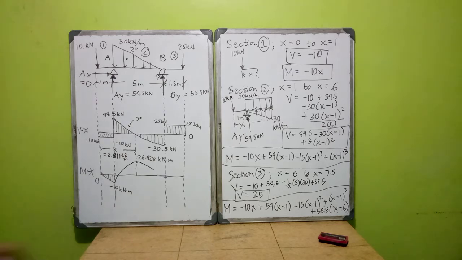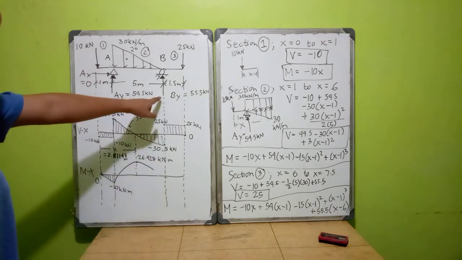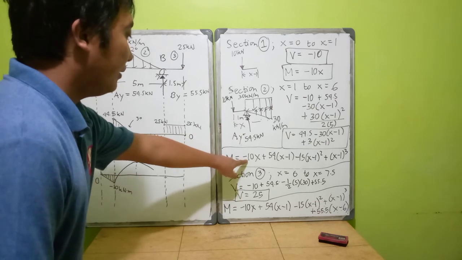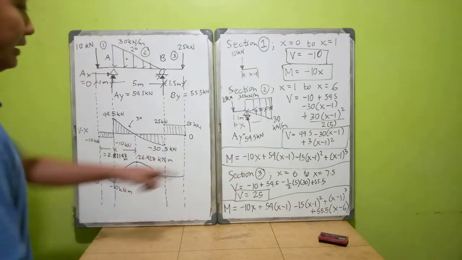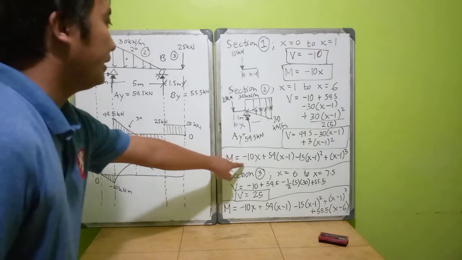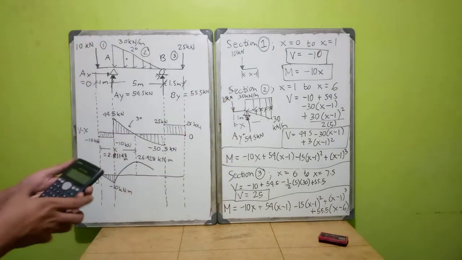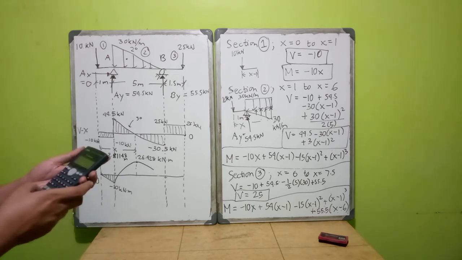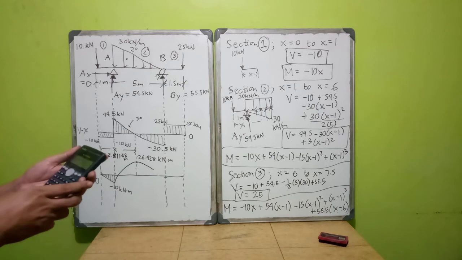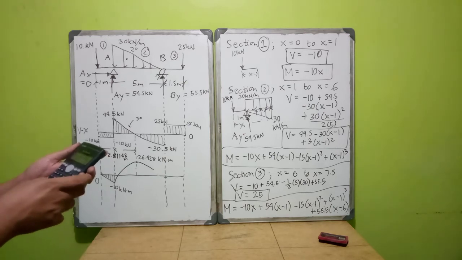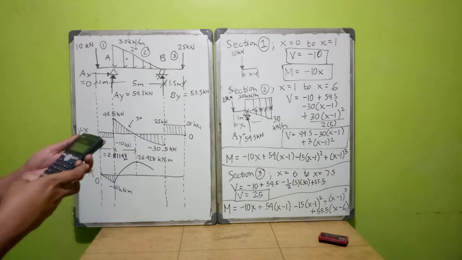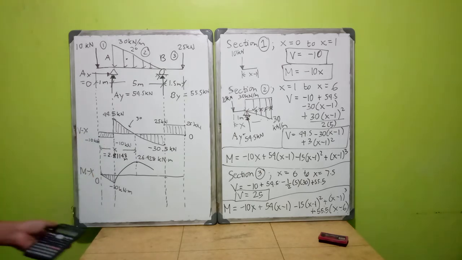Okay, I just did not finish yet, because we do not know what the value is when x equals 6. So we substitute and find m when x equals 6 using this moment equation at section 2. Negative 10 times 6 plus 54 times 6 minus 1 minus 15 times 6 minus 1 squared plus 6 minus 1 to the power of 3. So we have negative 40.